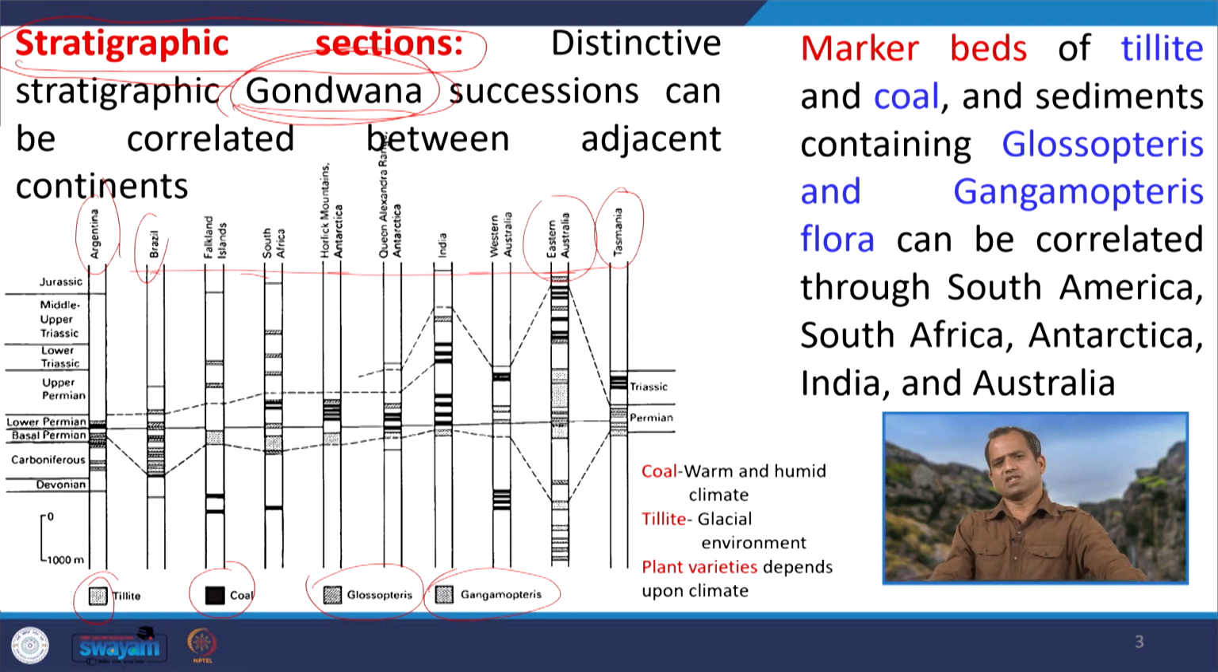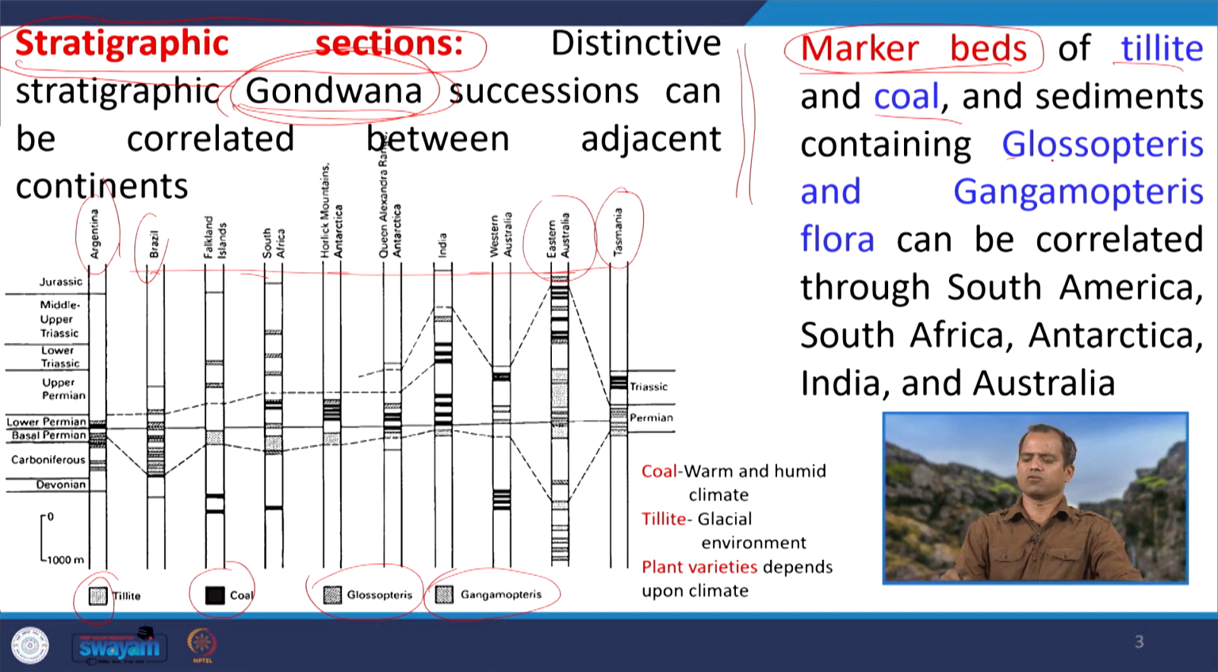So, that means it is indicating these land masses once upon a time were together, and later on they drifted and separated. And for this geological correlation, they have used marker beds of tillite, coal, and Glossopterid and Gangamopteris bearing flora that we have already discussed.